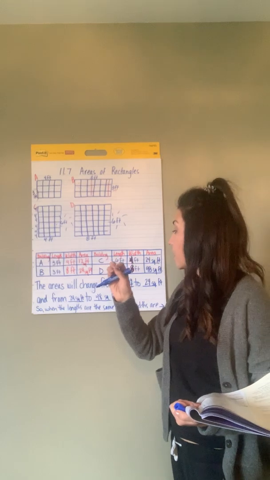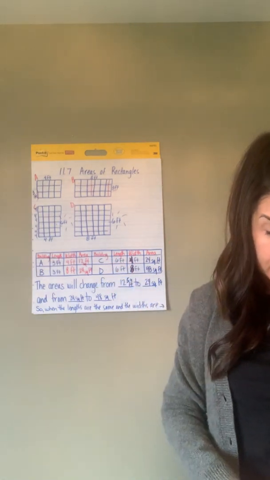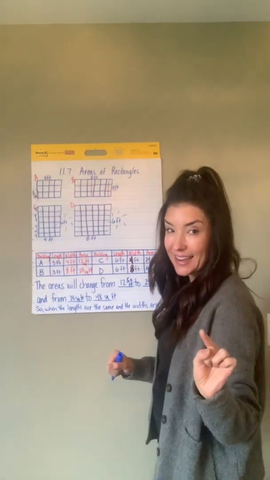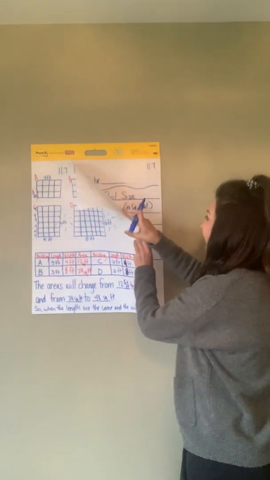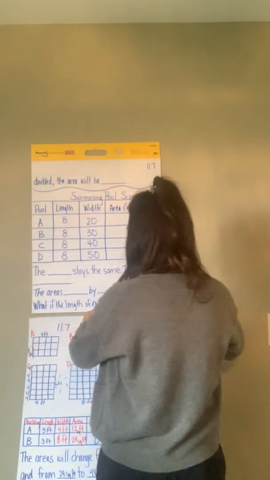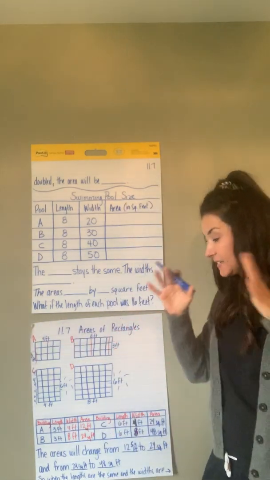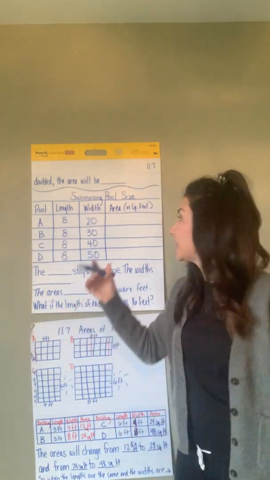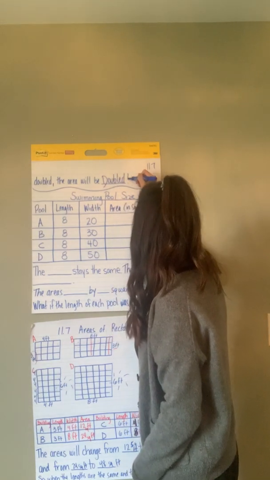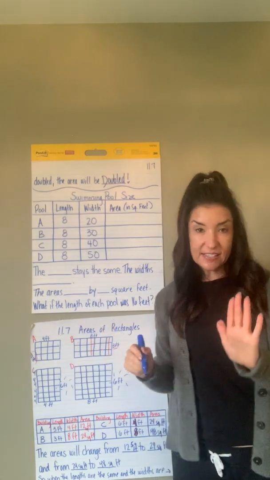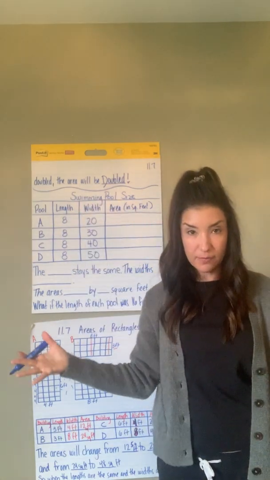So when the lengths are the same and the widths are doubled, the area will be, what do you think? You're right. It's going to be doubled. When the length is the same and the width is doubled, the areas are going to be doubled. That's right. Remember that. When the lengths are the same and the widths are doubled, the area will be doubled.